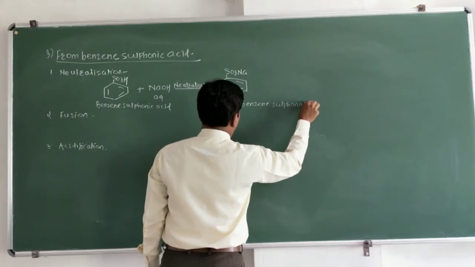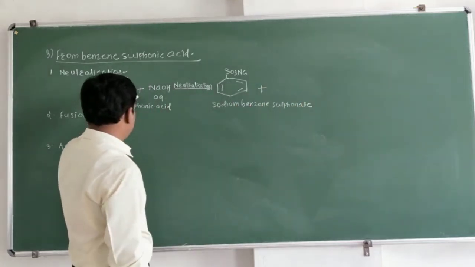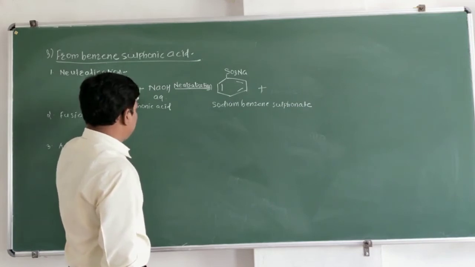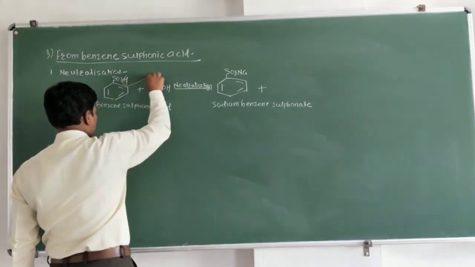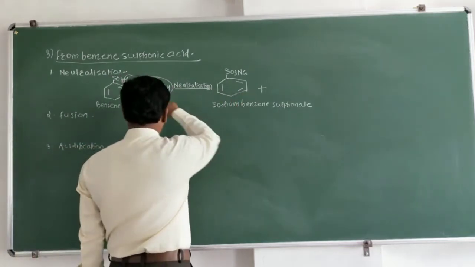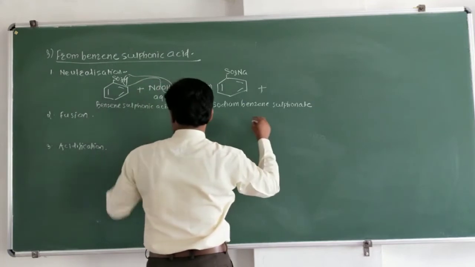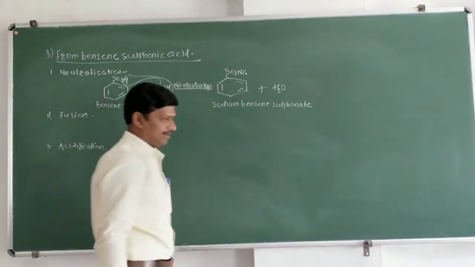Now from the SO3H, the hydrogen atom and the OH get combined to form SO3Na, and the remaining part is H2O. So this is the neutralization step.